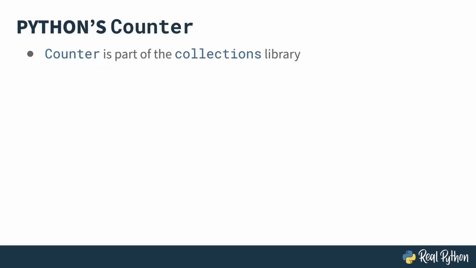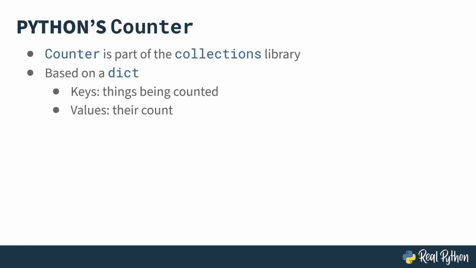The Counter class is a member of the collections library, and like several of the other classes within that library, it is based on a dictionary. In this case, the keys are the instances of things being counted, while the corresponding values are the count of those things. You came here to code. Let's dive into the REPL.